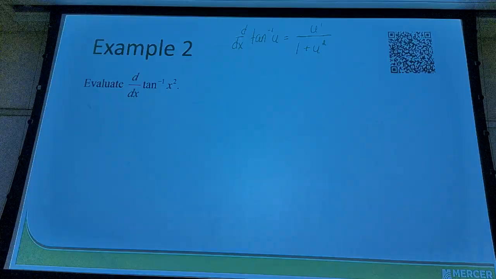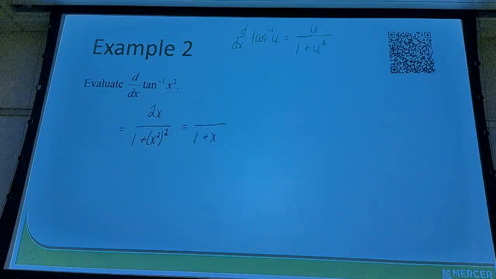That's the general rule for inverse tangent. What are we taking the inverse tangent of? x squared. What is its derivative? 2x. What's x squared squared? x to the fourth. Hypercube. There's our derivative.